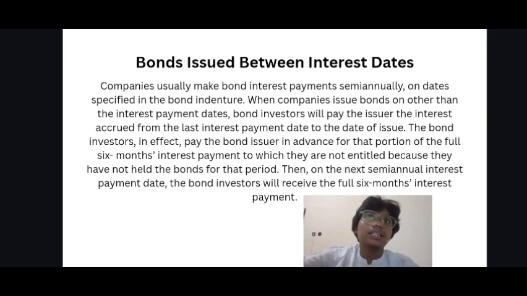So, bonds issued between interest dates: companies usually make bond interest payments semi-annually on dates specified in the bond indenture. When companies issue bonds on other than interest payment dates, bond investors will pay the issuer the interest accrued from the last interest payment date to the date of issue. The bond investor in effect pays the bond issuer in advance for that portion of the full 6 months' interest payment to which they are not entitled because they have not held the bonds for that period. Then on the next semi-annual interest payment date, the bond investor will receive the full 6-month interest payment.